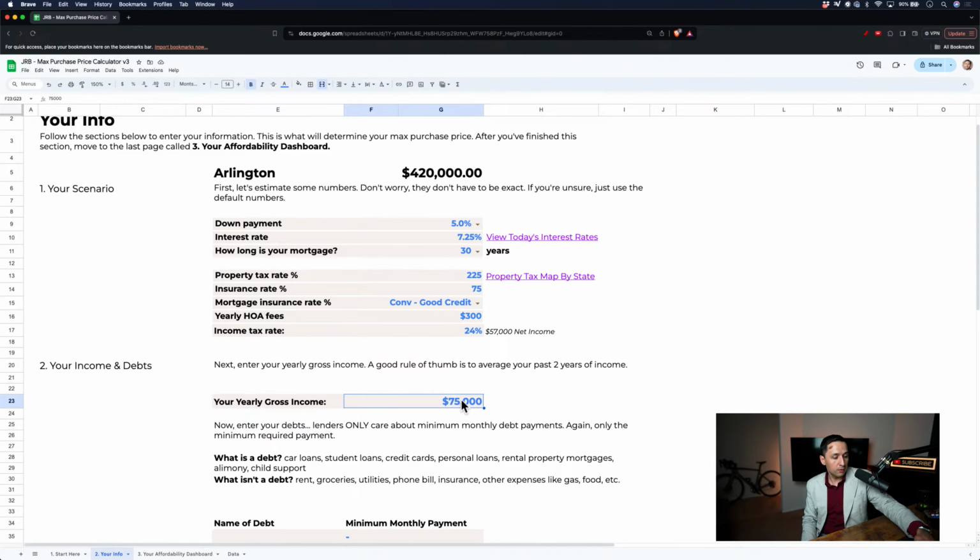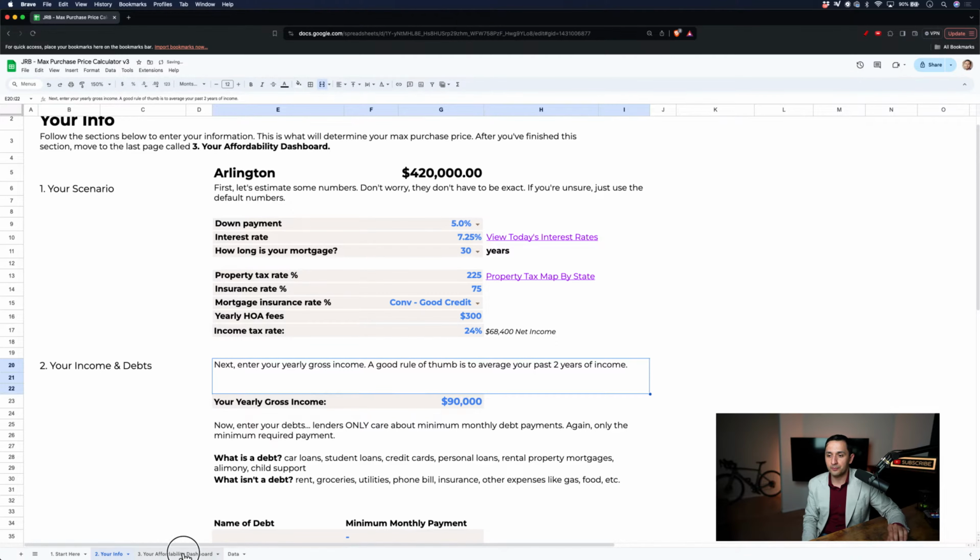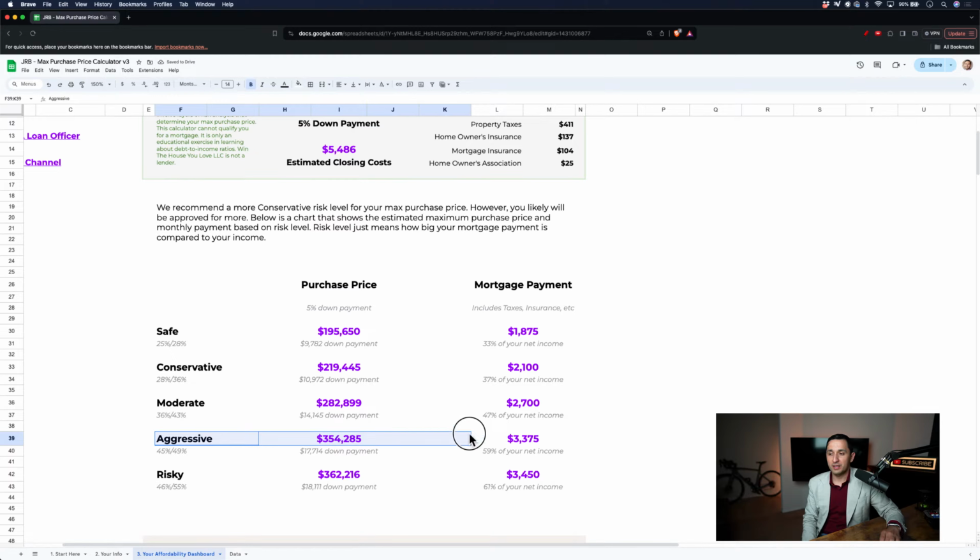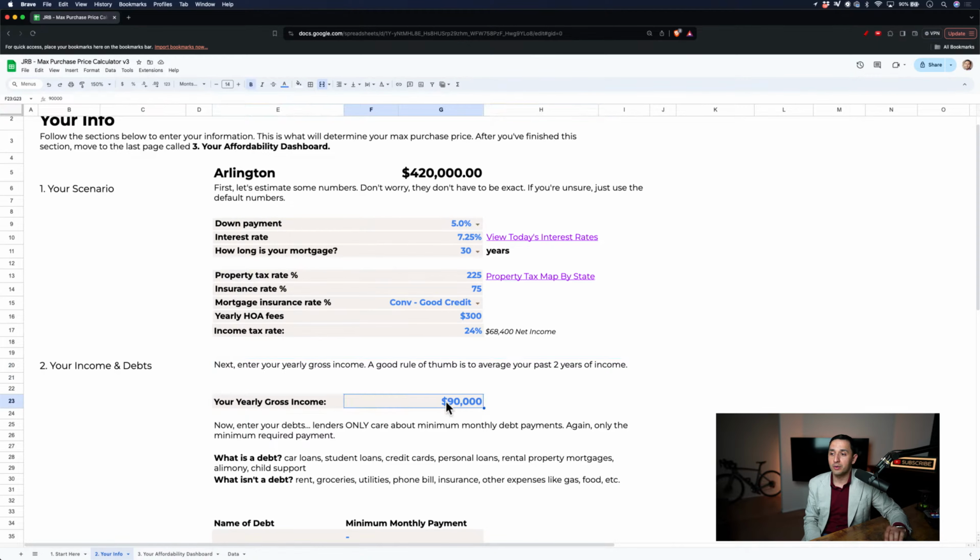Now, when we get to the number that we need, for us to make the calculation be true, we go to the aggressive. We want the aggressive purchase price to be the median price that we're looking to purchase. So in this case, you see it's $354,000. We still have a little ways to go. So we're going to say that we make $110,000.